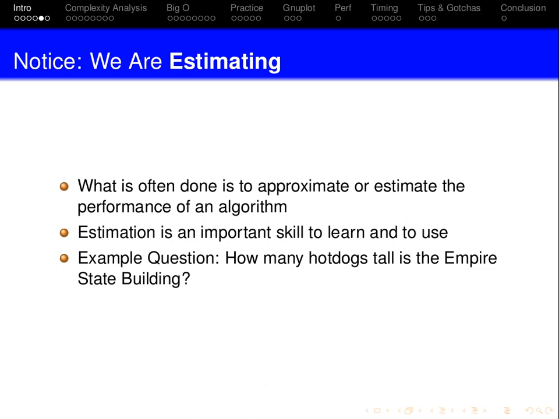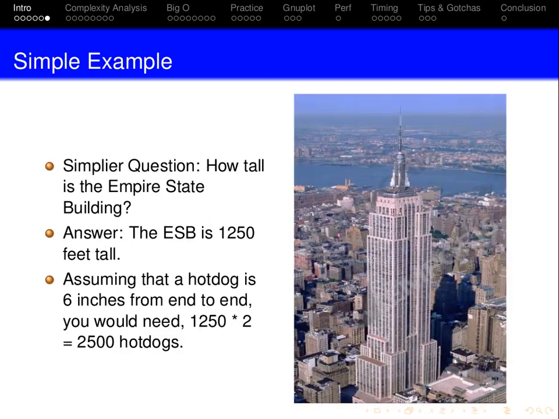5,000 something. It depends on the length of the hot dog, and how tall the Empire State Building is. Okay. Yeah. So it's 1,250 feet tall. If we assume a hot dog is 6 inches, then we need 2,500 hot dogs. If we ran 2,500 hot dogs, would that be the height of the Empire State Building?